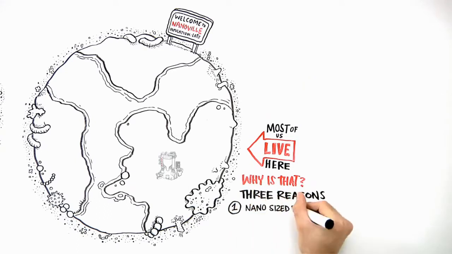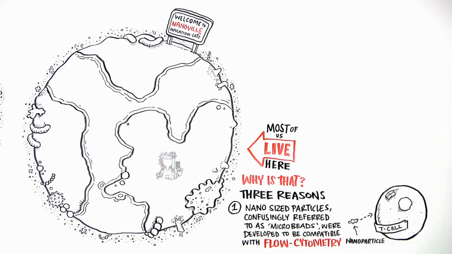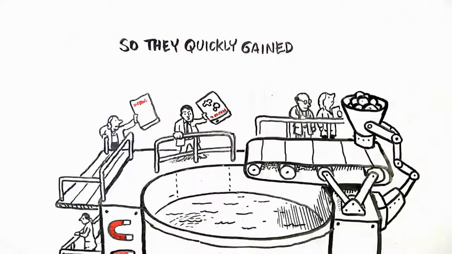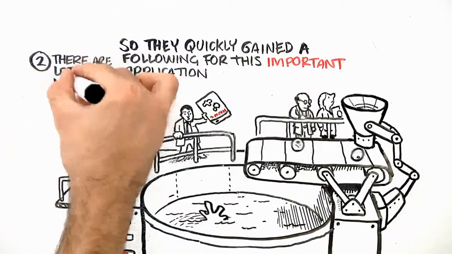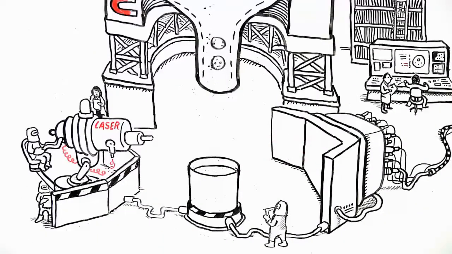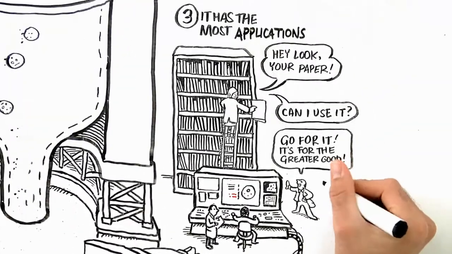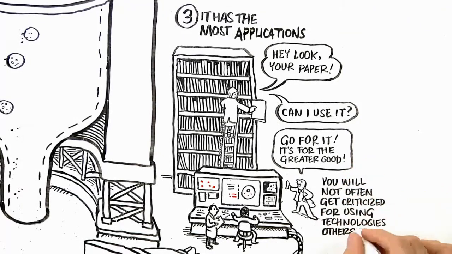First, nano-sized particles, confusingly referred to as microbeads, were developed to be compatible with flow cytometry. So they quickly gained a following for this important application. Second, there are a lot of kits available. Third, it has the most applications. And as research scientists, you will not often get criticized for using technologies that others have used.